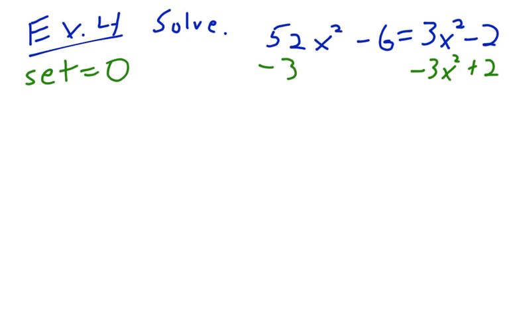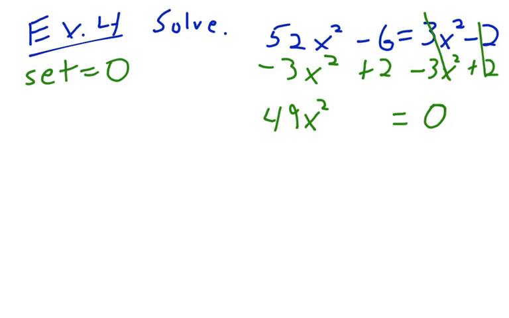So minus 3x squared. Notice I'm lining up my like terms. And here I put the plus 2 under the minus 6, my two constants. These cancel there on the right. So now I have nothing on the right hand side. And on the left, 52 minus 3 is 49x squared. And then negative 6 plus 2 is negative 4.